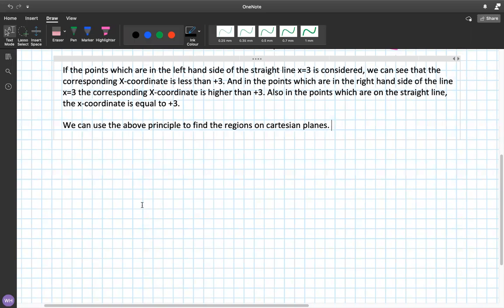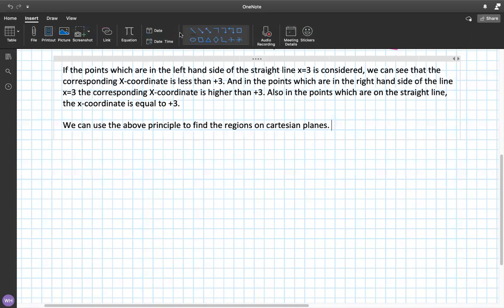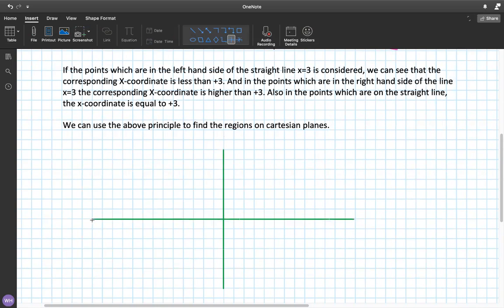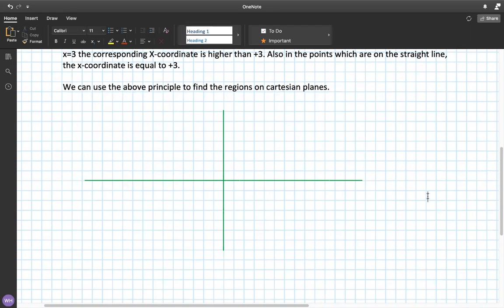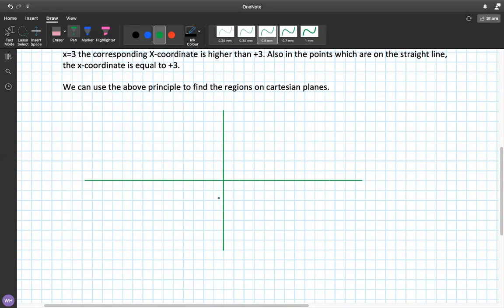Right. Now if you consider this Cartesian plane, and name it 1, 2, 3, 4, 5, like this, right? And imagine that you want to mark the region which is less than 4.